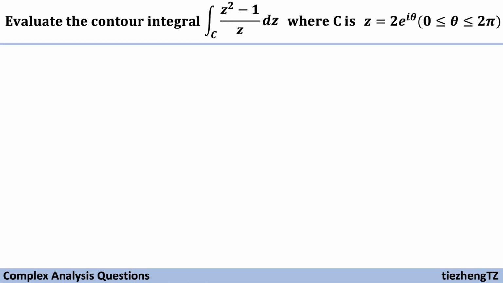This question is very similar to the previous two example questions. To evaluate the integral on contour C, z squared minus 1 over z dz, and C is expressed as z equals 2 times e to the power of i theta. But this time, theta is from 0 to 2 pi.